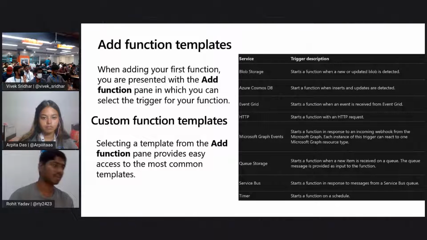And after we add our function template, we can also use custom templates. These are defined in JSON format, and you can use your own logic as well. At the right, you can see the table. These are some of the services that are already supported in the form of triggers.